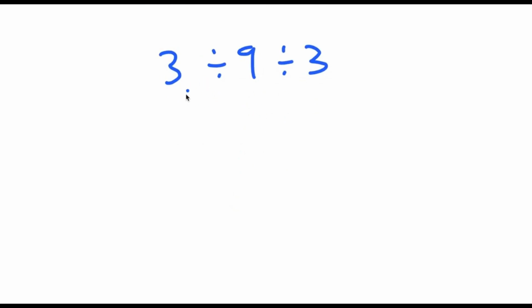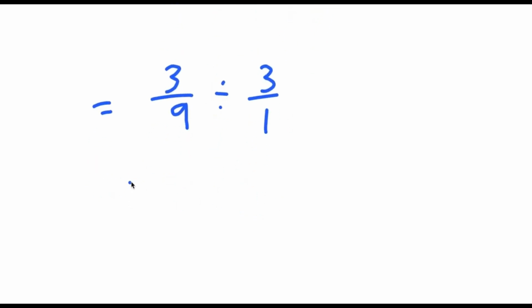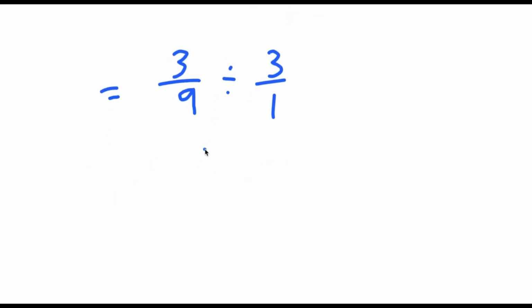And to solve this, because 3 divided by 9 isn't a whole number, I'm going to rewrite this as 3 over 1 divided by 9 divided by 3. 3 over 9 is the same thing as 1 over 3. So I get 1 over 3 divided by 3 over 1.